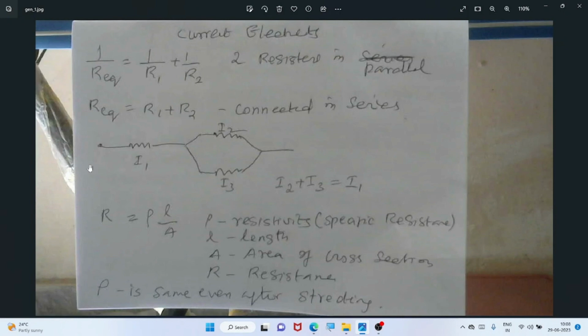Now when a current is passing through a resistor like this, at this node the current will be divided into these branches like this. So I1 equal to I2 plus I3.